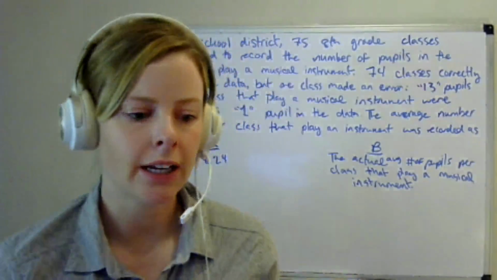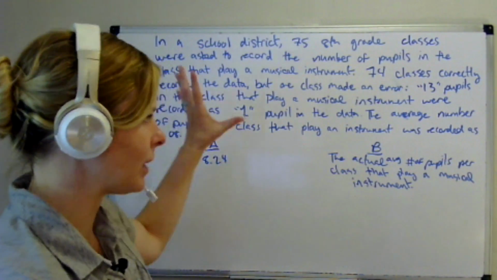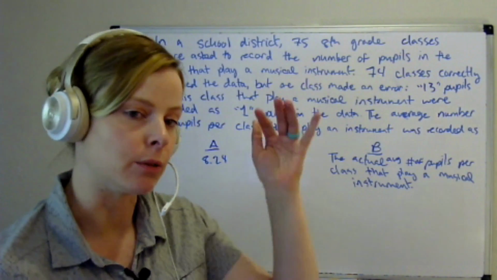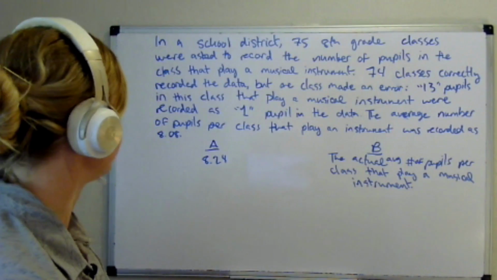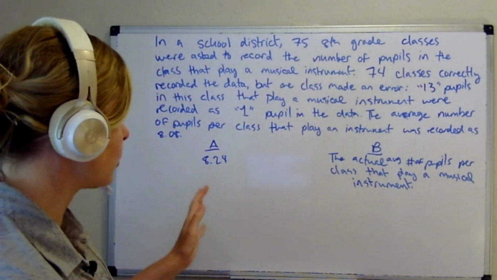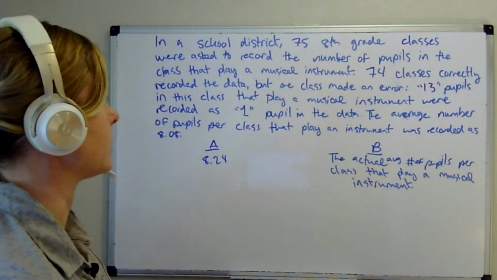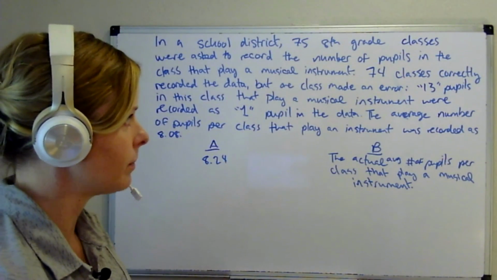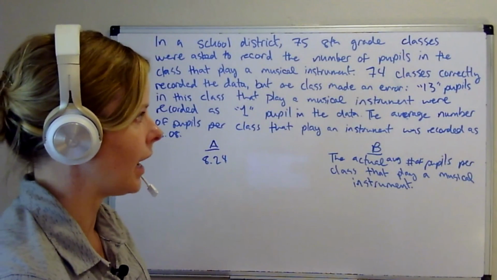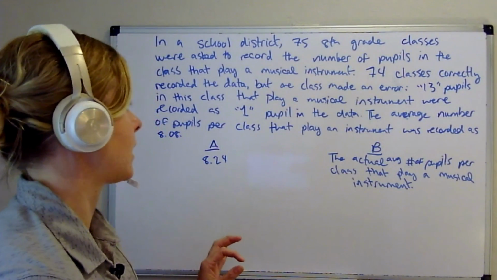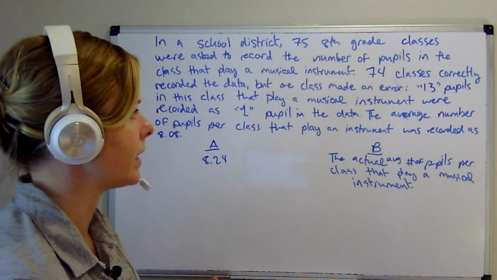All right, let's go ahead and go through it. So another quantitative comparison question, and again, big wall of text, so let's go ahead and read it through and then decide on that big picture strategy on how to solve through. We've got in a school district, 75 eighth grade classes were asked to record the number of pupils in the class that play a musical instrument. 74 classes correctly recorded the data, but one class made an error. 13 pupils in this class that do play a musical instrument were recorded as one pupil in the data.